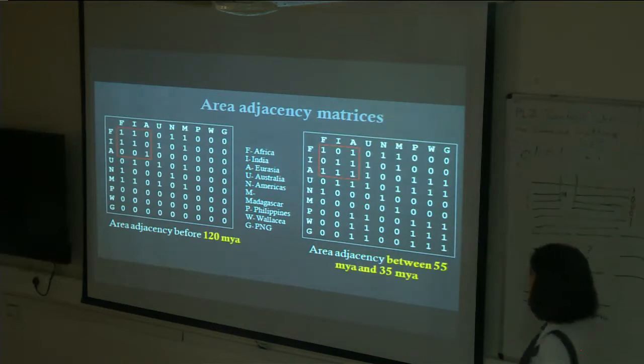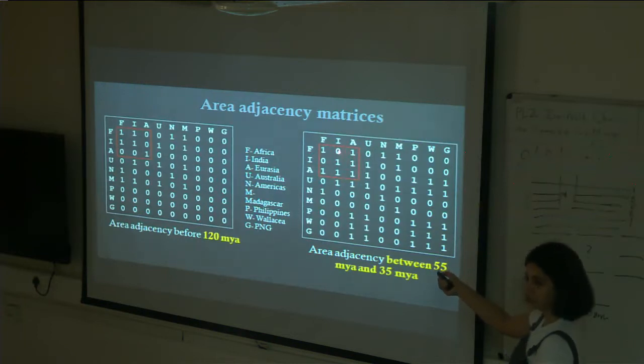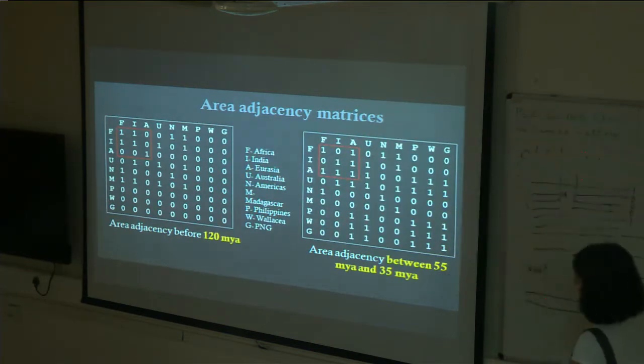They were adjacent. But between 55 and 35, India had moved quite far away from Africa. So I coded that as a 0. And India was closer to Asia then. So India to Asia is 1. And Asia to India is also 1. Yeah? So this is how the area adjacency matrices are coded. And you can do it for every time period differently.